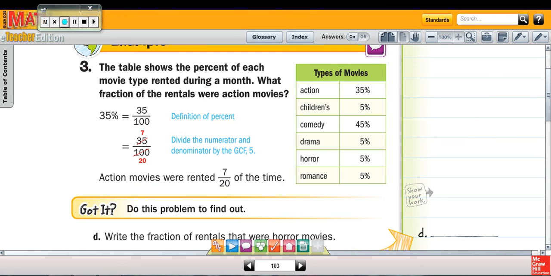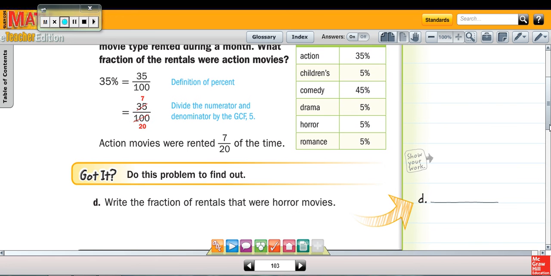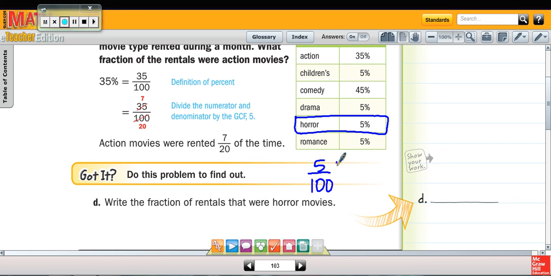Take a minute and try the got it, letter D, using the table above. Pause the video. Okay, here you wanted to look at horror movies. So if we look at horror movies, that's 5%, so 5 out of 100. Simplify by that common factor of 5, we'd get 1/20.